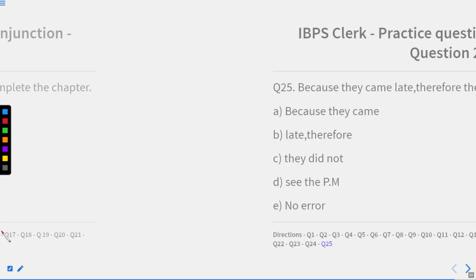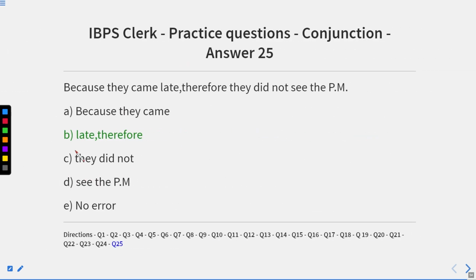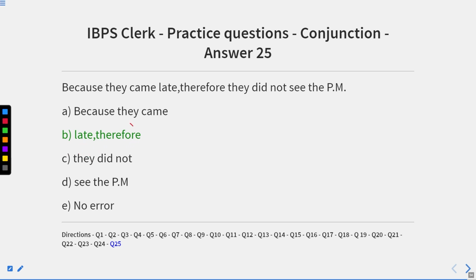Now let us move to the last question, that is question number 25. Because they came late, therefore they did not see the PM. Again, if the word because is there, this is a single subordinate conjunction. And if it is a single subordinate, we cannot use the word therefore, that is making another unnecessary pair. So this therefore word is incorrect over here. So our answer is B, where this therefore should be removed, and the correct sentence will be, because they came late, they did not see the PM. So this will be the correct sentence then.